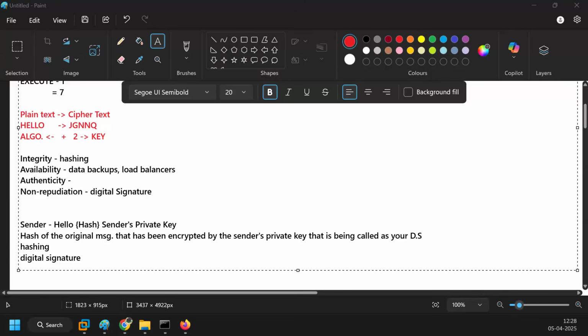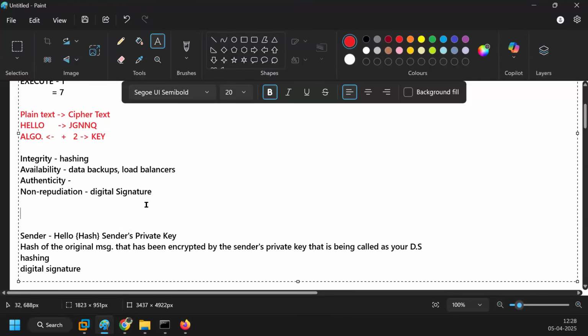Yes, Ashish. So that is what we are having as the digital signature. Or let me give you another example. When we are talking about the digital signature on our emails, let's say we are having two users: Dilip and Nitesh.